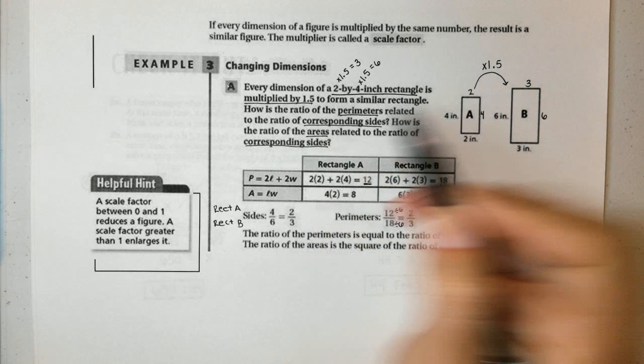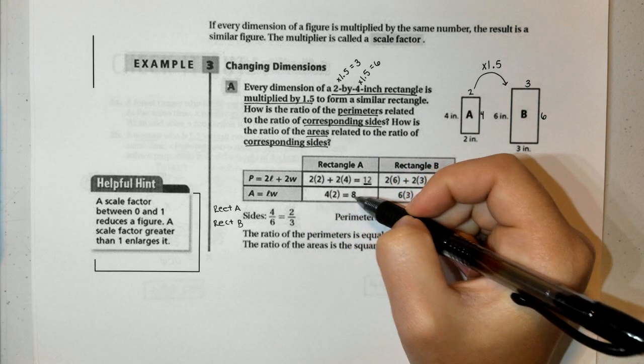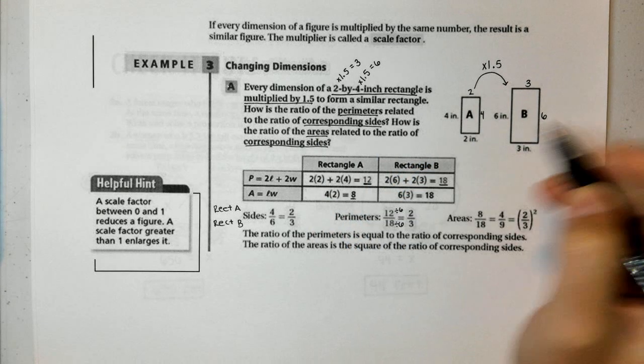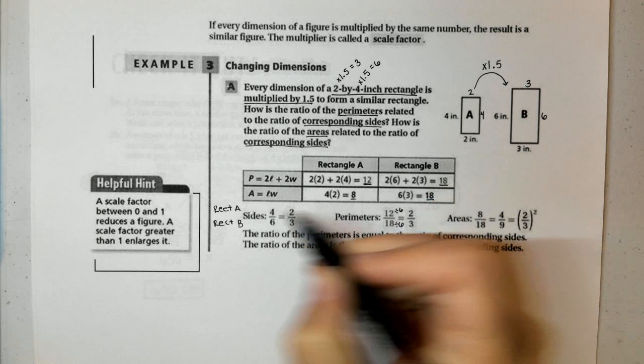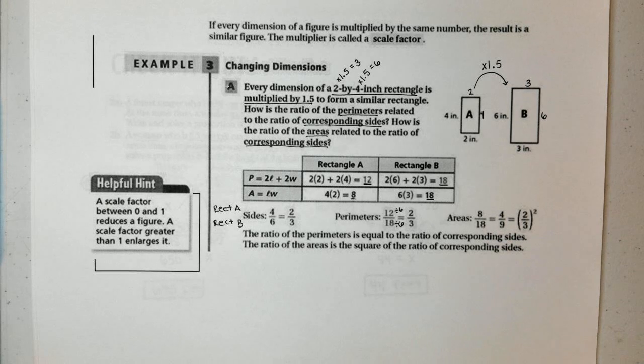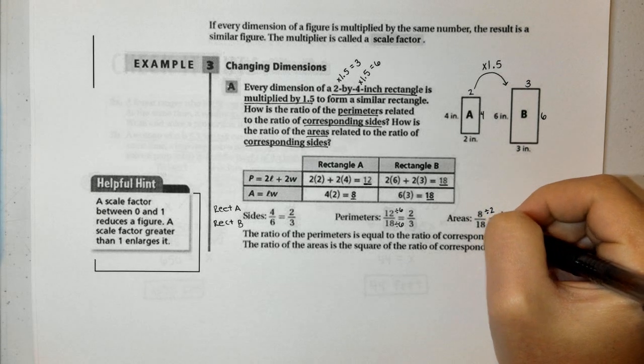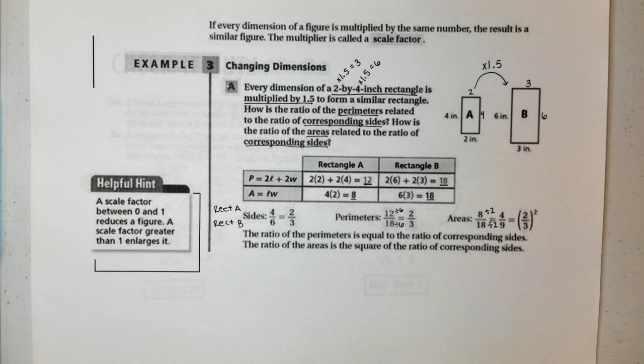Now we're going to look at the area. Area, you do base times height. So 2 times 4, 8. 3 times 6, 18. So for rectangle A, we have 8. Rectangle B, we have 18. We can divide top and bottom here by 2 to simplify it, and we get 4 over 9.